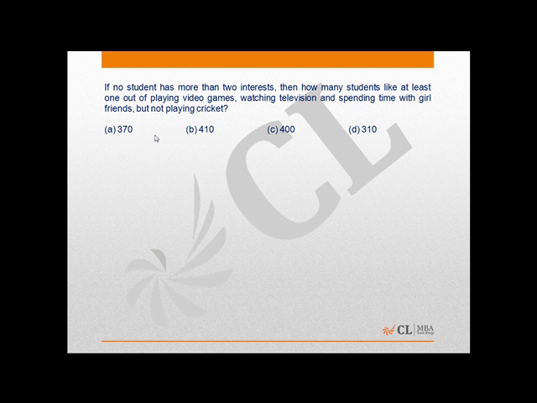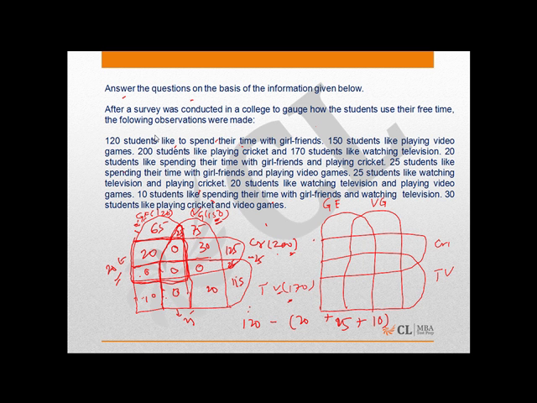Coming to the next question, in which we have to find how many students like at least one out of video game, watching television and spending time with their girlfriend but not cricket. So we need to count everything in the Venn diagram except cricket, and this is 65 plus 25 plus 75 plus 115 plus 20 plus 10.